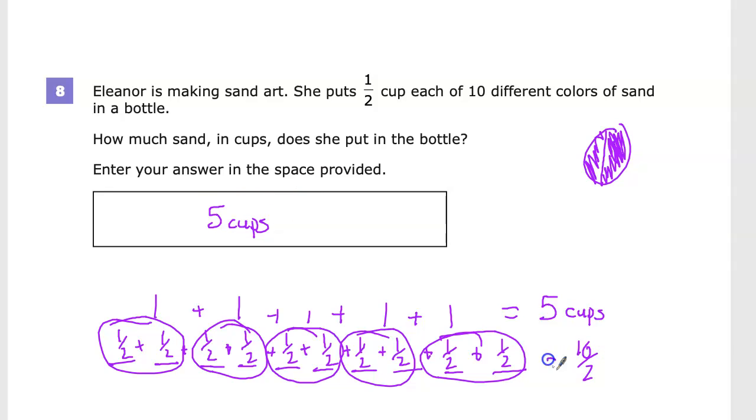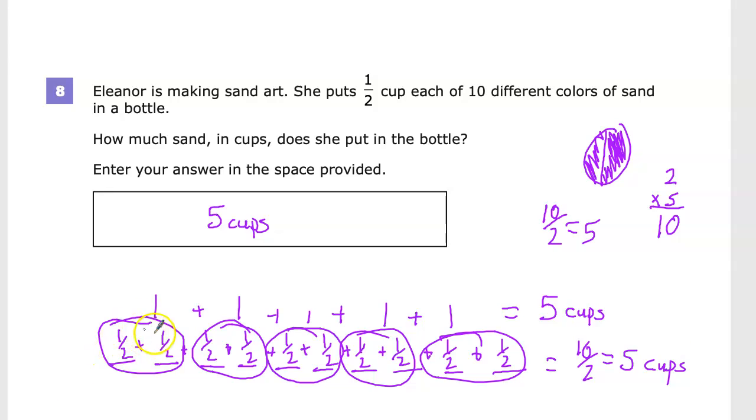Now we have this 10 over 2 thing down here. Well, we could just do the division there. If you don't really know the division, you can think, well, what do I multiply 2 by to get 10? Well, I know that 2 times 5 gives me 10. So I could work it in reverse, the opposite operation, which is division, and I could say 10 divided by 2 is the other number, so that would be 5, and that gives me my 5 cups.